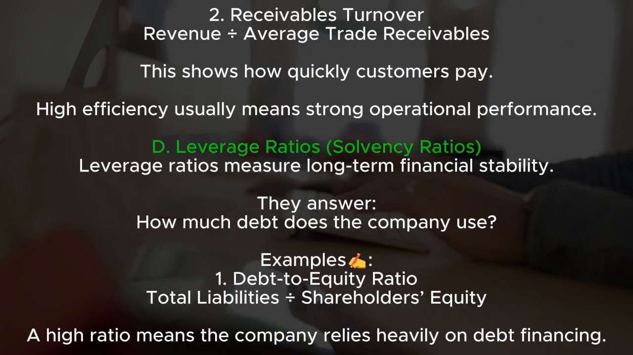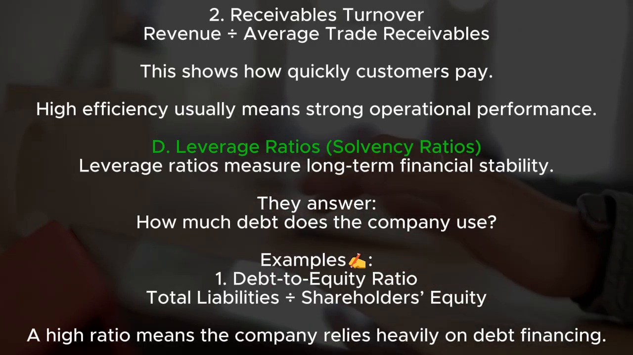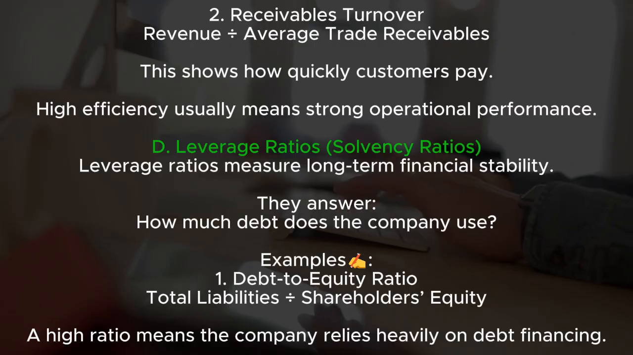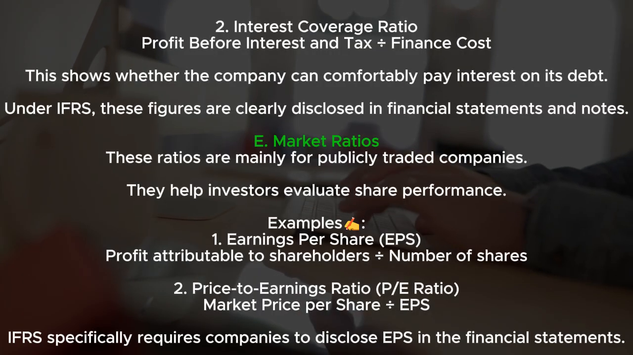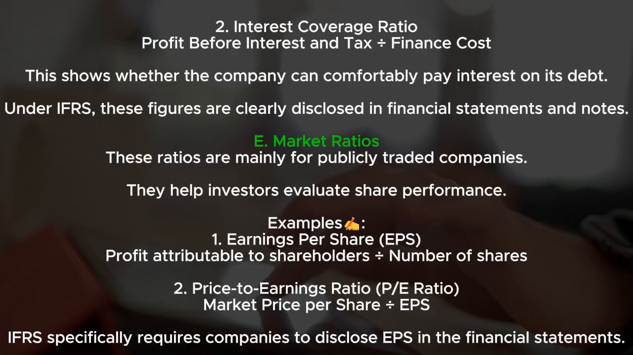D. Leverage ratios, or solvency ratios. Leverage ratios measure long-term financial stability. They answer, how much debt does the company use? Examples. 1. Debt-to-equity ratio. Total liabilities divided by shareholders' equity. A high ratio means the company relies heavily on debt financing. 2. Interest coverage ratio. Profit before interest and tax divided by finance cost. This shows whether the company can comfortably pay interest on its debt. Under IFRS, these figures are clearly disclosed in financial statements and notes.